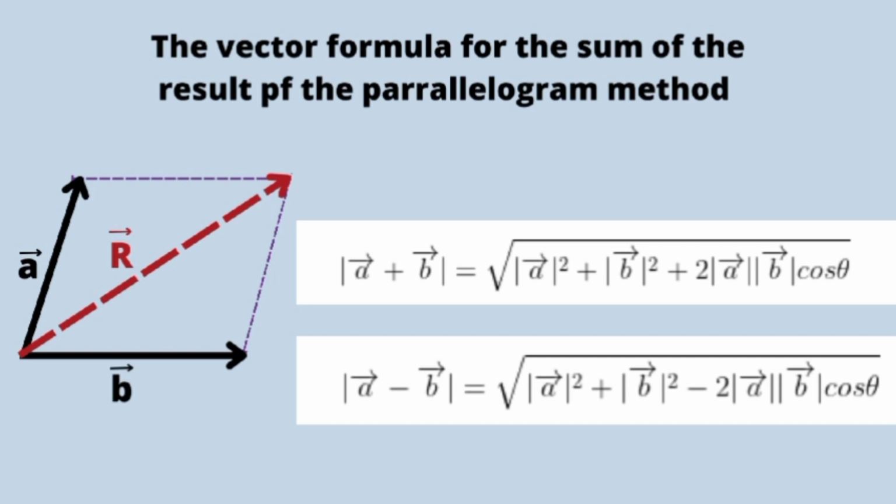And for the subtraction, that absolute value from A vector negative B vector equals to square root absolute value from A vector square plus absolute value of B vector square negative 2 times absolute value from A vector times absolute value from B vector times cos theta.